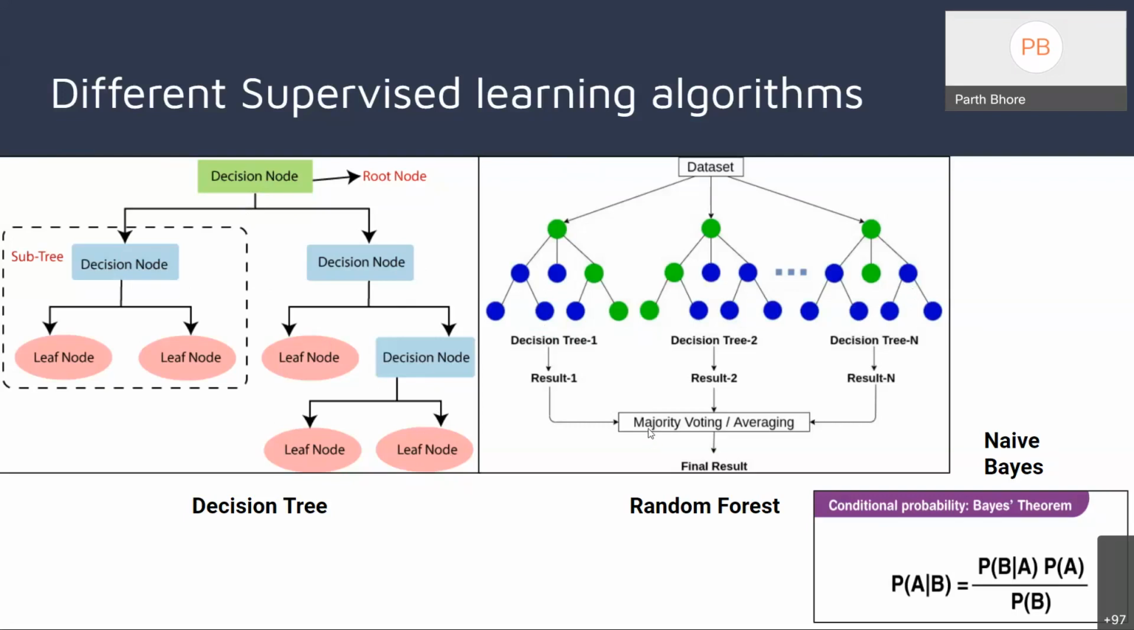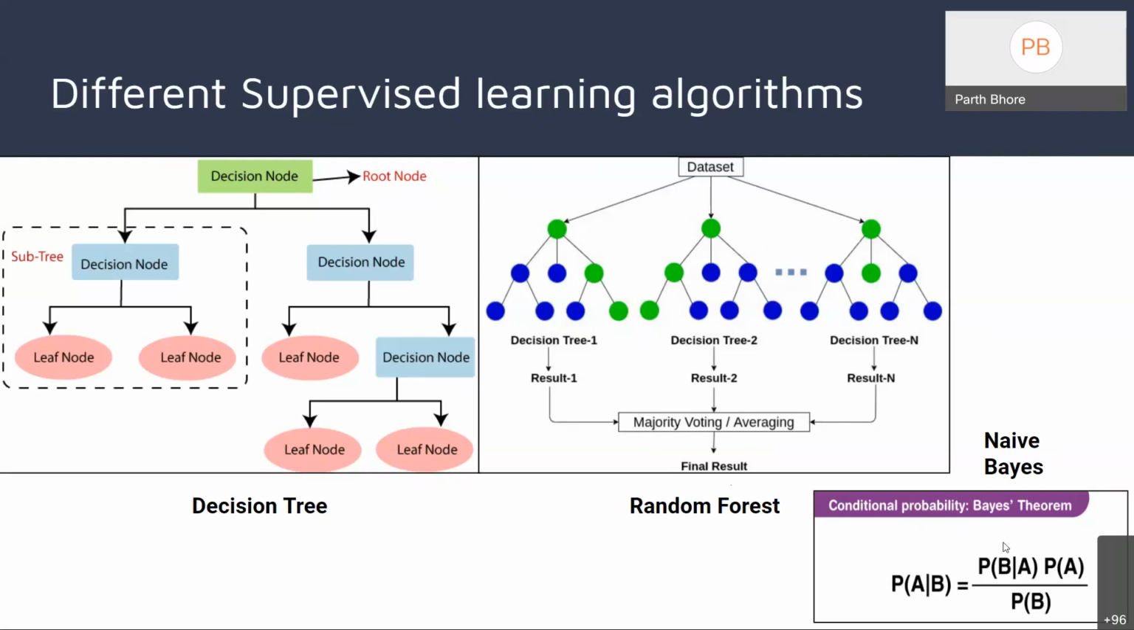And then again, using either majority voting, like what is the result of the majority of decision trees, or directly averaging the different results, we get the output using the random forest.